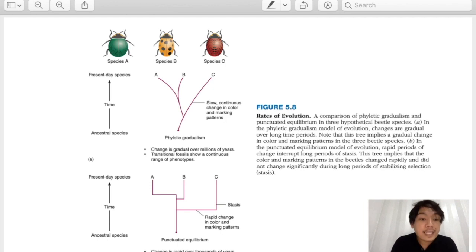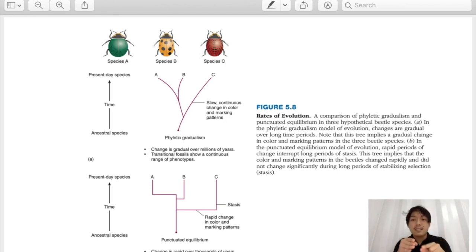For the phyletic gradualism in letter A, there's a slow and continuous change in color. Let's say the intermediate ancestral species are orange, then it became yellow and it became red. So the marking patterns and the color are changing through time. But for the letter B, we call it punctuated equilibrium. Also, there is a rapid change in color and marking pattern.